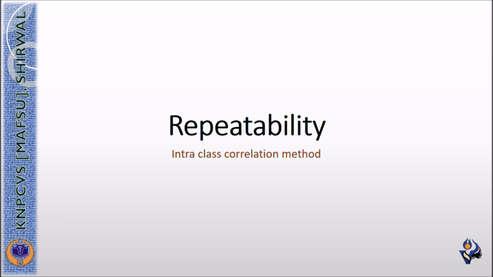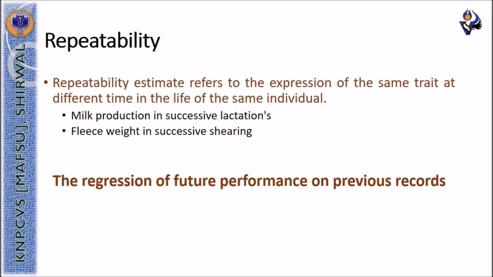Hello and welcome to the class on estimation of repeatability by intra-class correlation method. Repeatability refers to the expression of the same trait at different times in the life of the same individual. For example, milk production in successive lactations and fleece weight in successive shearing. Repeatability can be defined as the regression of future performance on previous records.